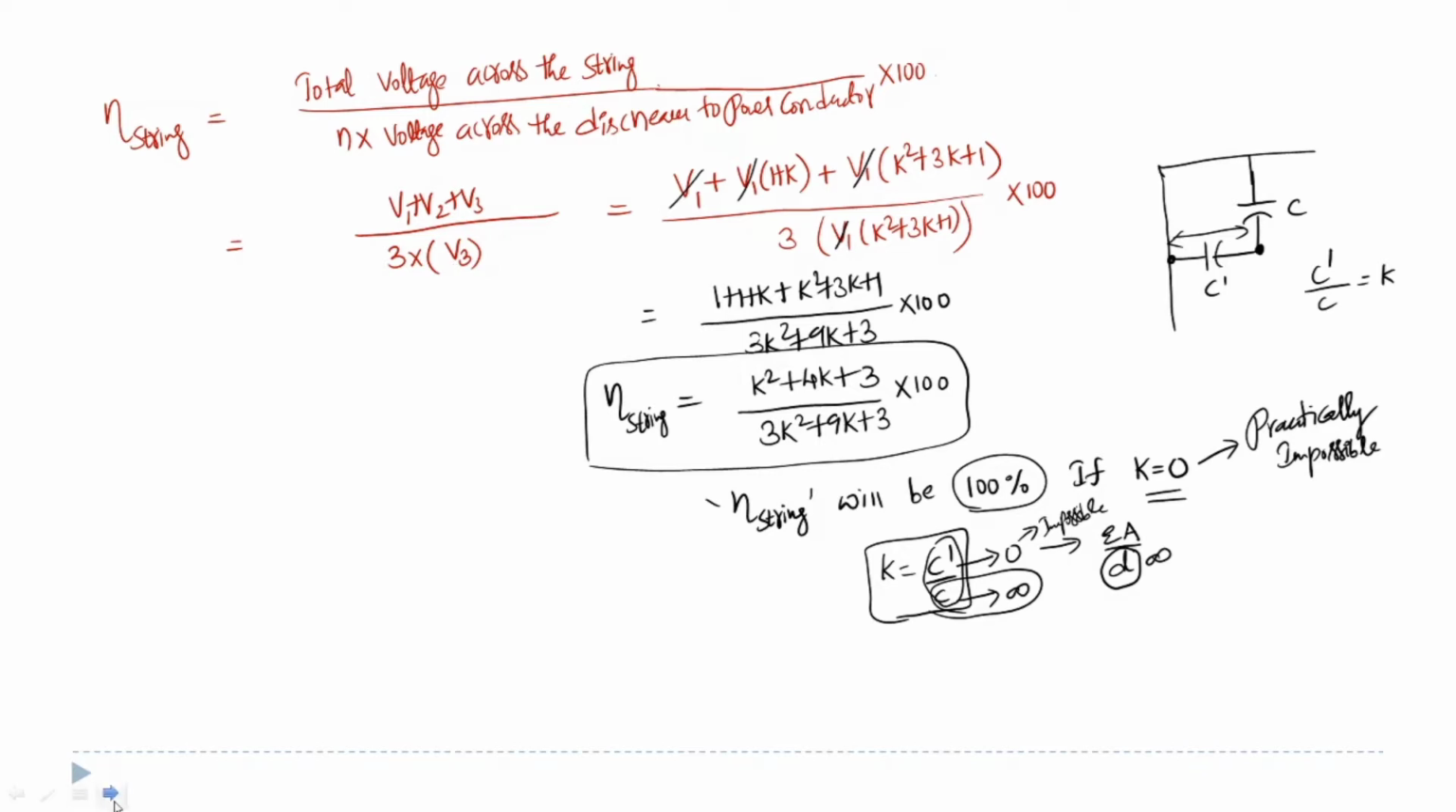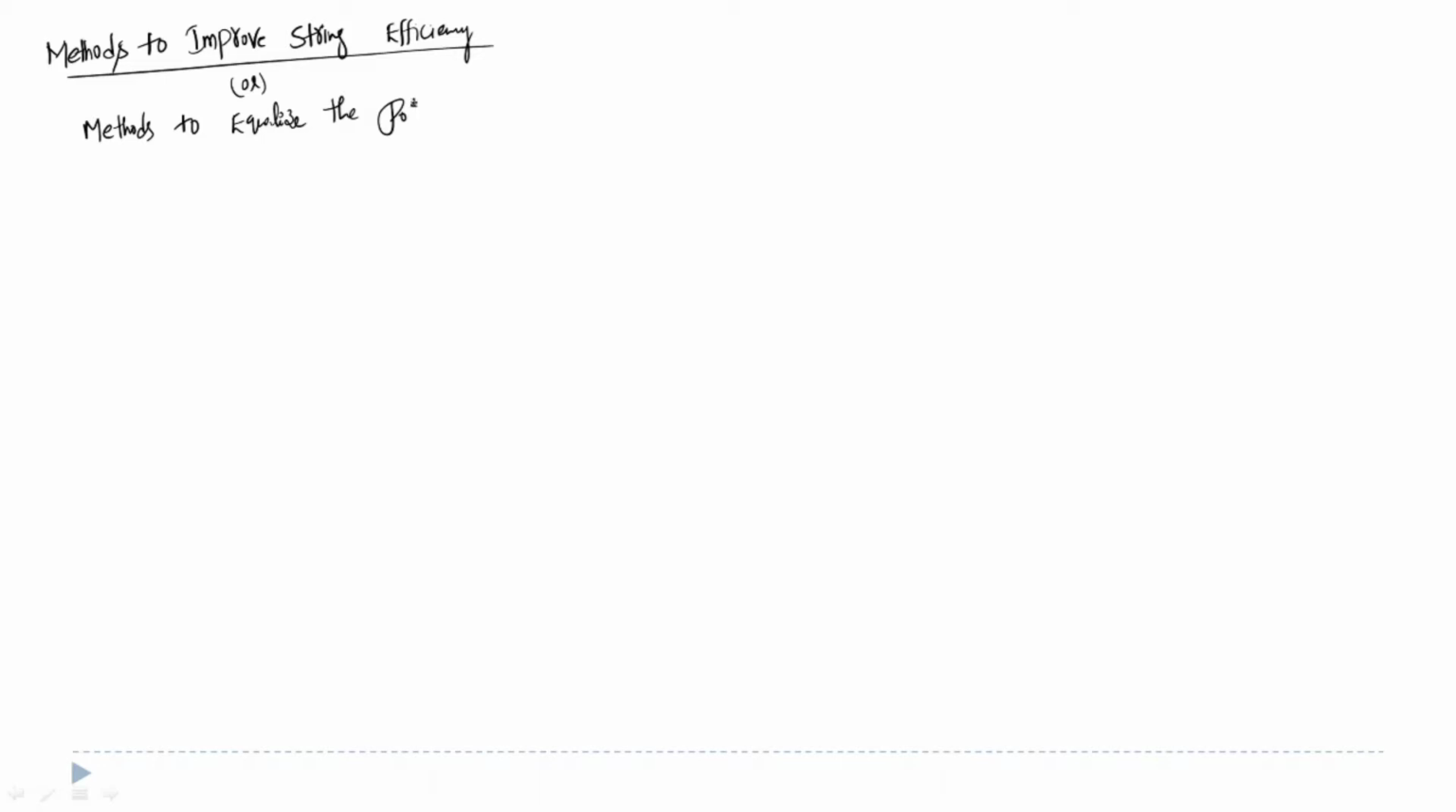Okay, now let us see the methods to improve string efficiency. It is also nothing but methods to equalize the potentials, methods to equalize the potential across the disks, across the insulator disks.